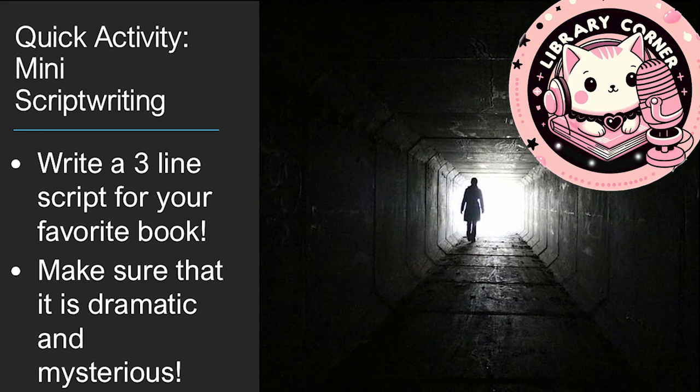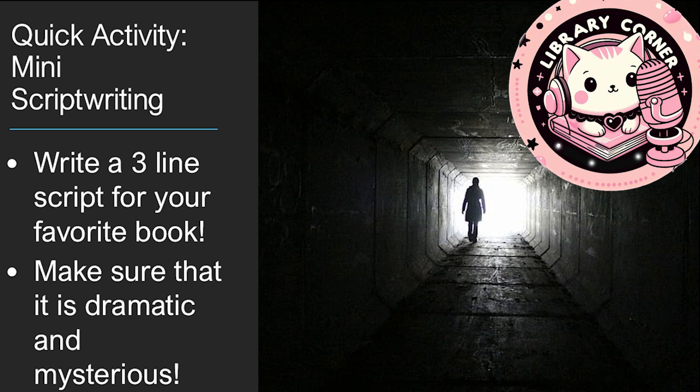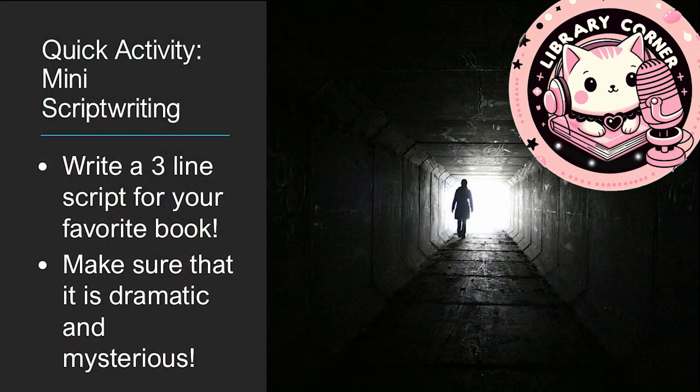And now for our quick activity, we're just going to go ahead and do that very thing. So you're going to do some mini script writing. All that means is you're just going to write a 3-line script for your favorite book. It could be one that you've used before for previous activities, but think about it the exact way that we did with the Hunger Games, where it was introducing the idea, then creating the suspense in the middle and ending it off. So exactly the way that we crafted it and talked about it in the previous slide is how you would go about doing that. Just make sure that it's very dramatic and very mysterious. So go ahead and write your 3 lines, and we'll give you some time to do that, and we'll come right back.